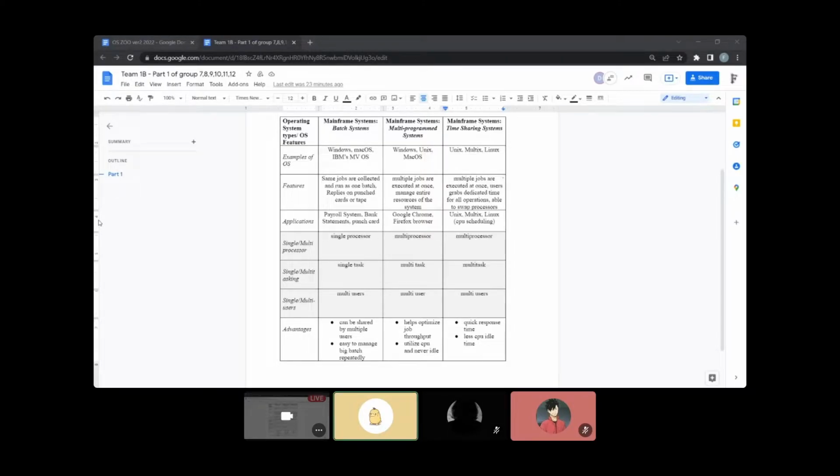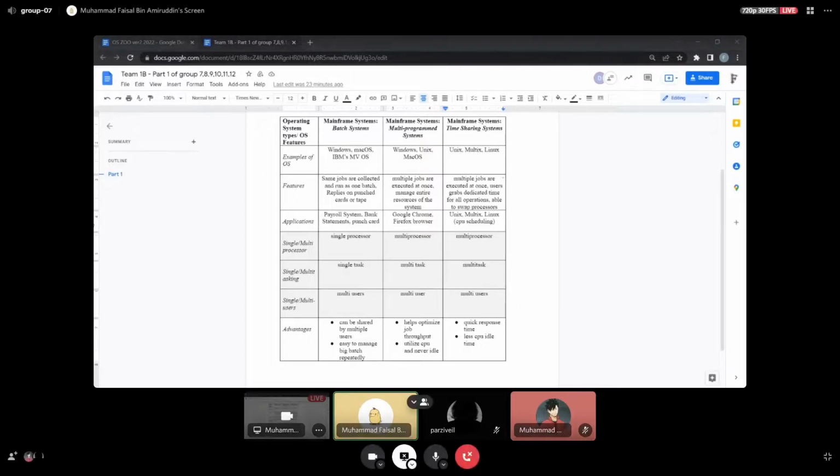The single multiprocessor, single multitasking, single multi-user is identical. For the advantages, there's a bit difference, but all in all, we agree on the same advantages. Lastly, that is all for part 1.